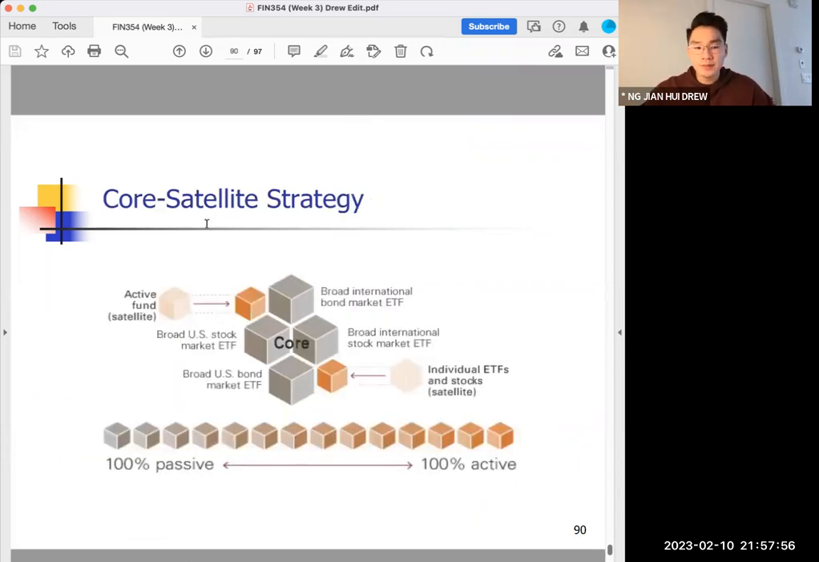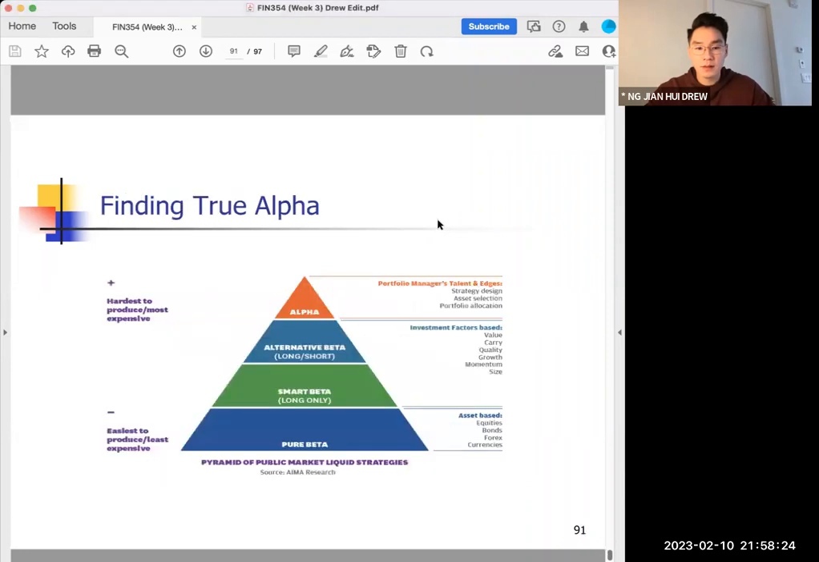Okay, so this is just a depiction of how a core satellite strategy could work. So you do an ETF, and then you might do your satellite. Let's say your ETF is your core, your diversified ETF, say the S&P 500, and then you do individual stocks, or specific ETFs, which could be a satellite that orbits your core. This is some depiction for you to understand how you find the true alpha.